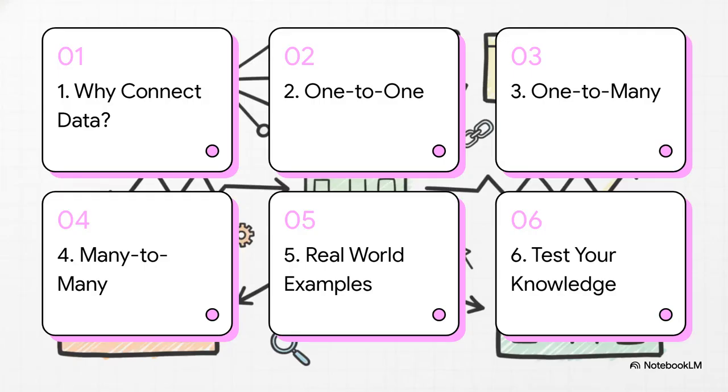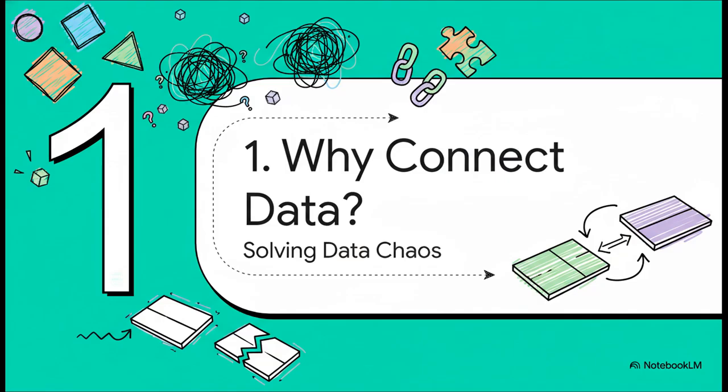Okay, so here's what we've got on tap. First up, we're going to tackle the big why. Why do we even need to connect data in the first place? Then, we'll get into the nitty-gritty: one-to-one, one-to-many, and the super useful many-to-many relationships. After that, we'll see where you actually run into these in the real world, and we'll finish up with a little quiz to make sure it all stuck. All right, let's start at the beginning.